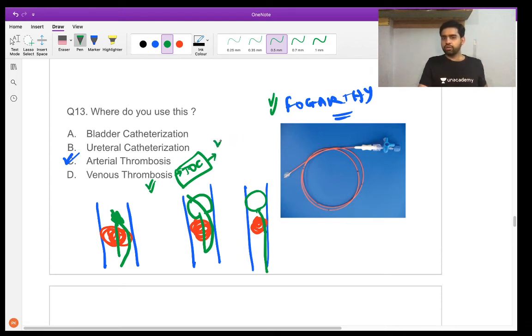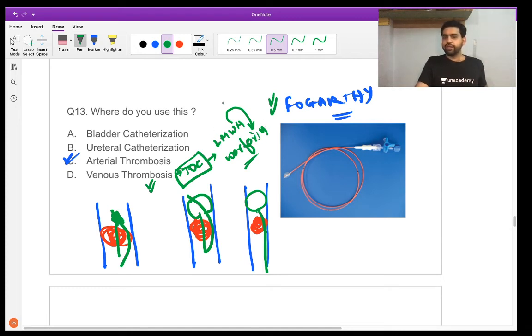You start the patient on LMWH and you start the patient on warfarin. When the warfarin levels reach an INR between 1.5 to 2.5, then you shift the patient from low molecular weight heparin to warfarin. So you start both simultaneously. Once the warfarin levels are monitored with the help of a PT-INR, if that level reaches between 1.5 to 2.5, then you shift the patient from LMWH to warfarin.